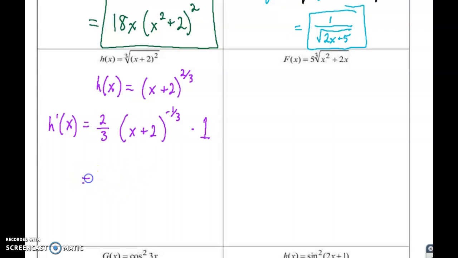So how would a multiple choice answer key be written? Is we have 2 from there. This 3 is in the denominator. The negative exponent puts the cube root into the denominator of x plus 2. That's your derivative.